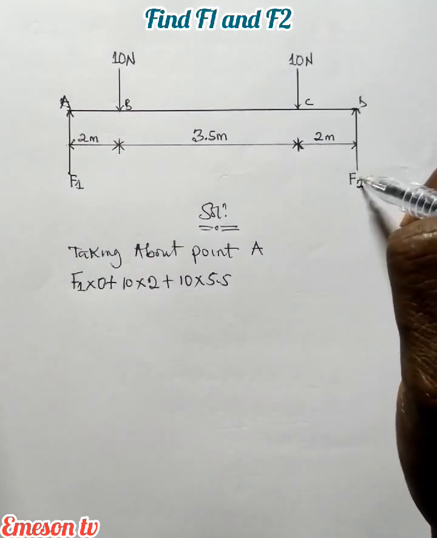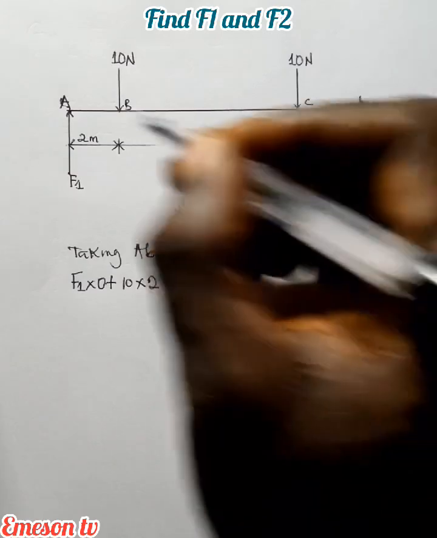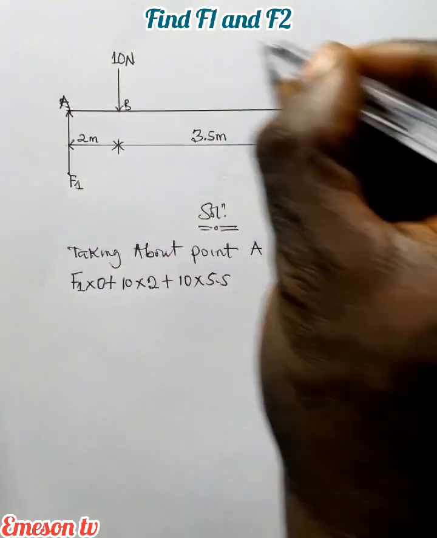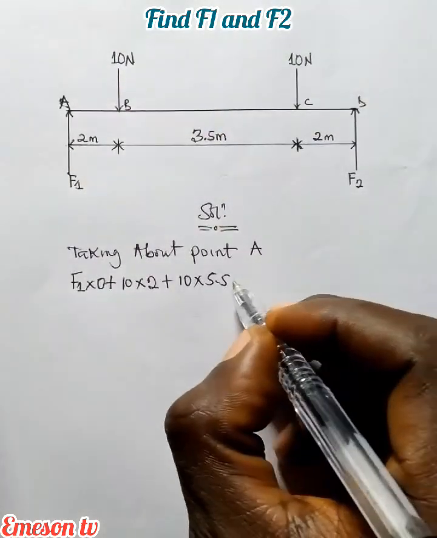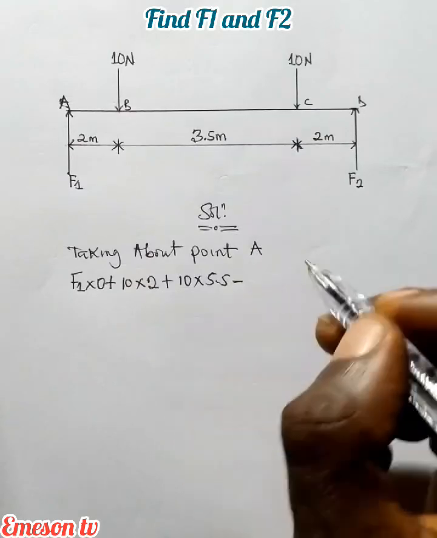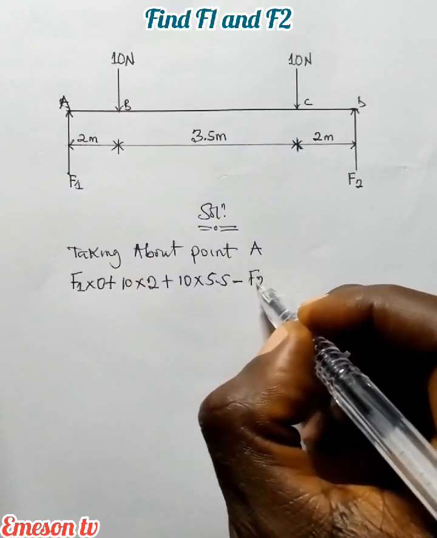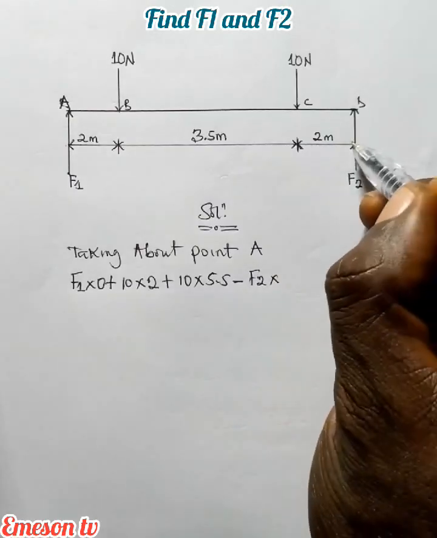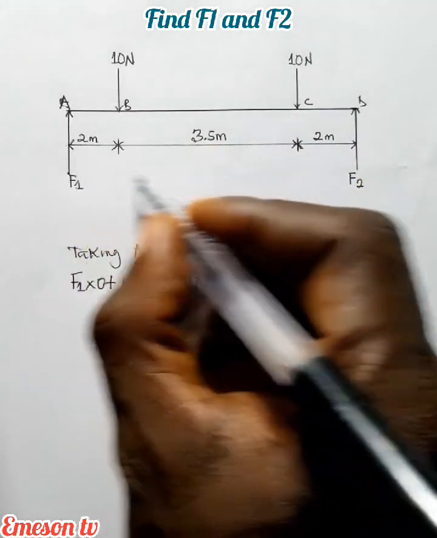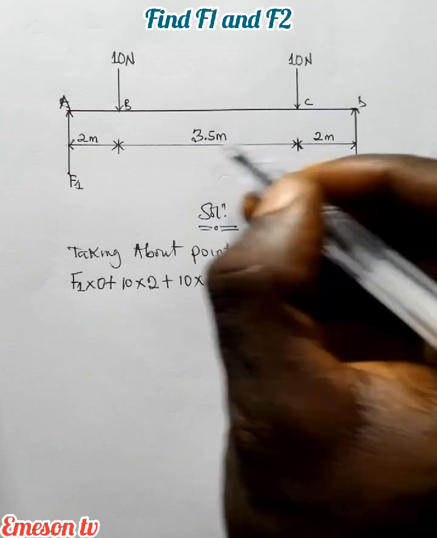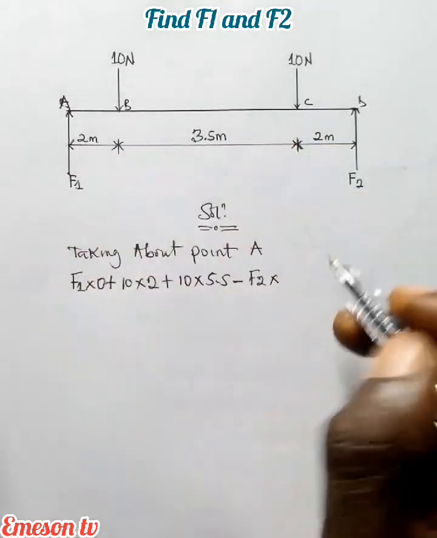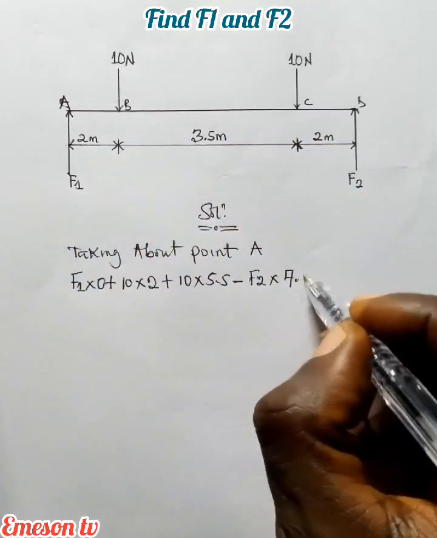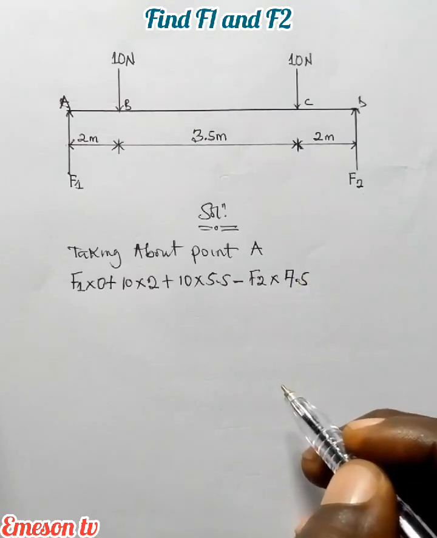Now this other force is acting upward, and we're taking moment about this point. So this force will act in this direction. It's anti-clockwise, which is negative. So we have F2 times the distance from here to here will become the total distance, which is 2 plus 3.5, 5.5 plus 2, 7.5.